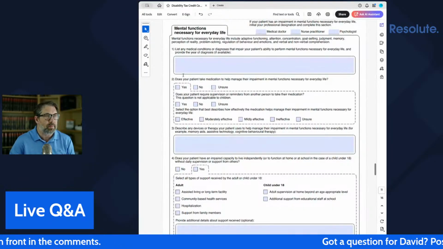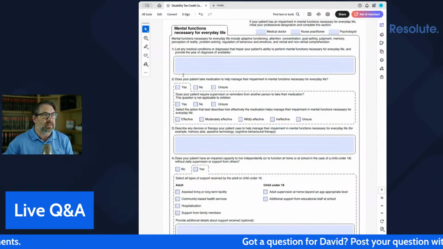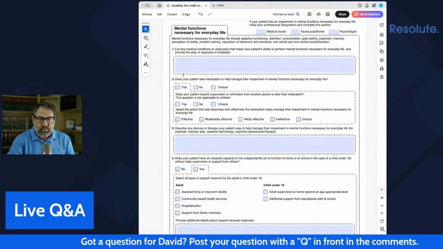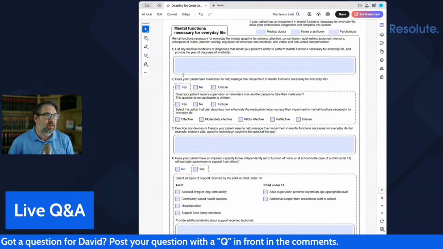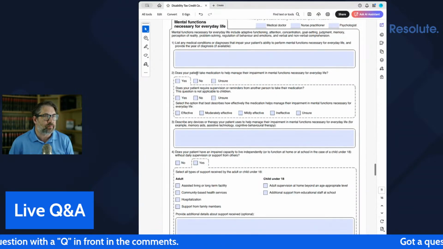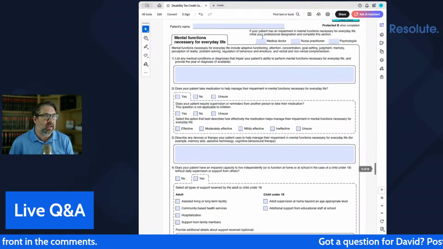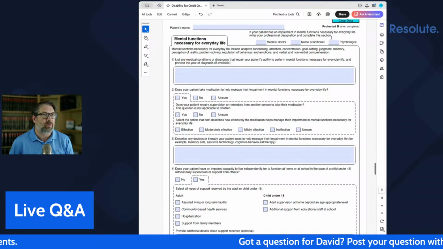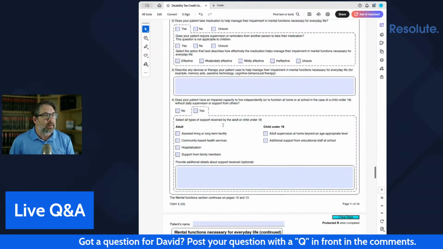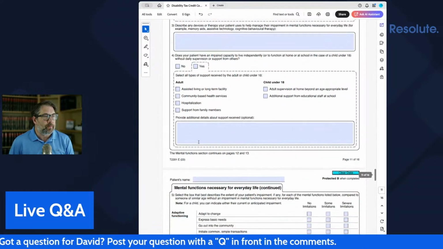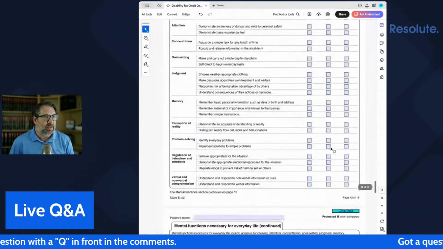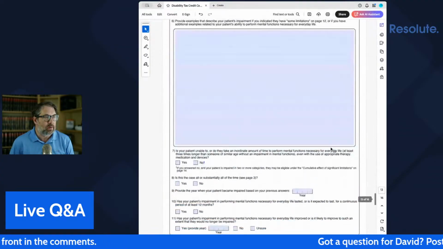This is another area where a lot of people will get qualified, mental functions necessary for everyday life. So you can see people get qualified here. This is for your doctor to fill out. Now you can see they say it can be a doctor, nurse practitioner, or psychologist who can fill out this form. You can see all the different limitations and things they ask them to go over.